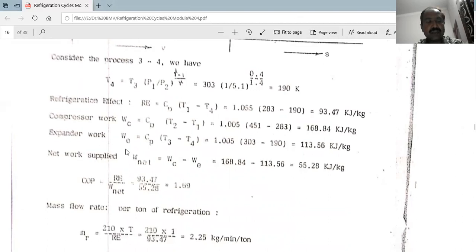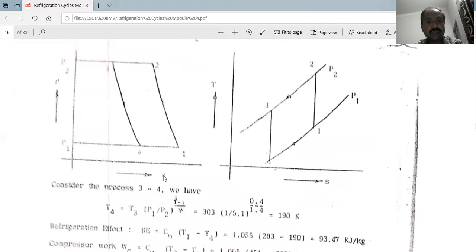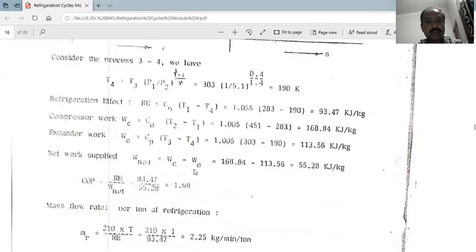Then the expander work WE is equal to Cp into (T3 minus T4). That is process 3 to 4, the expansion process. It becomes 1.005 into (303 minus 190), which is 113.56 kilojoules per kg. Then W net is equal to WC minus WE. The net work is equal to 55.28 kilojoules per kg.